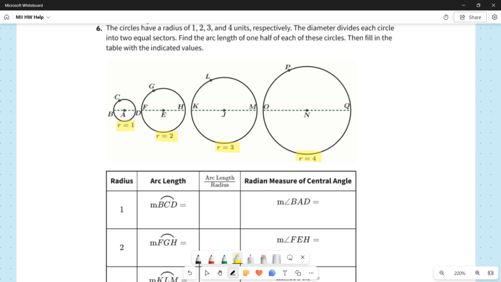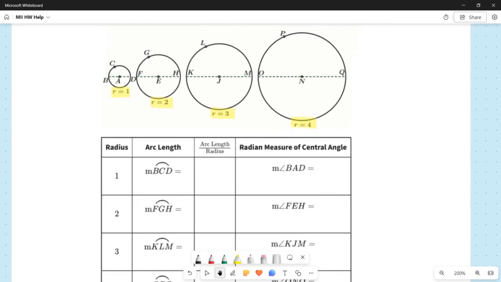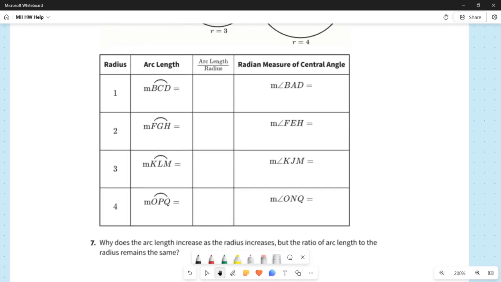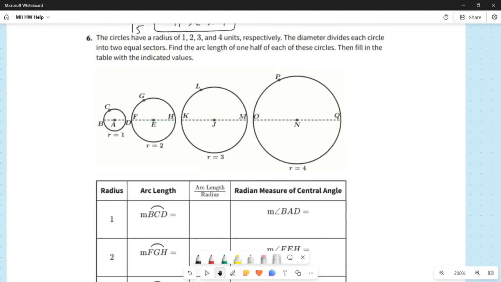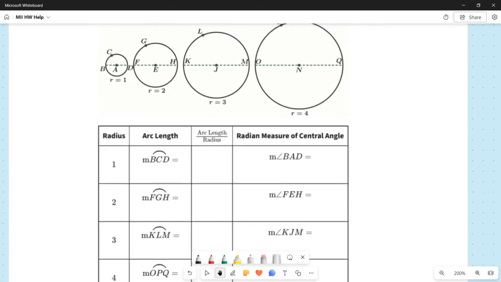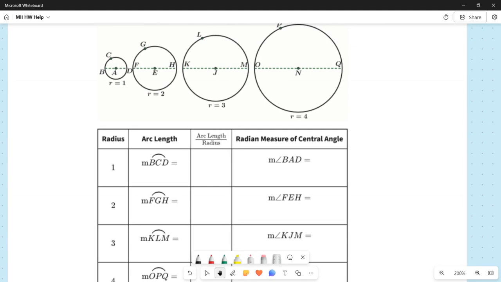Find the arc length of 1/2 of each of these circles, then fill in the table with the indicated values. All right. So all of the information that we need is already in this picture and or table. So if we take a look at our table, we've got 4 columns here. First column is just identifying what our radius is, 1, 2, 3, 4. We're not dealing with units here, so all of our values are not going to have any kind of units like inches or centimeters. They're just going to be pure numbers. So our radius is 1, 2, 3, 4.